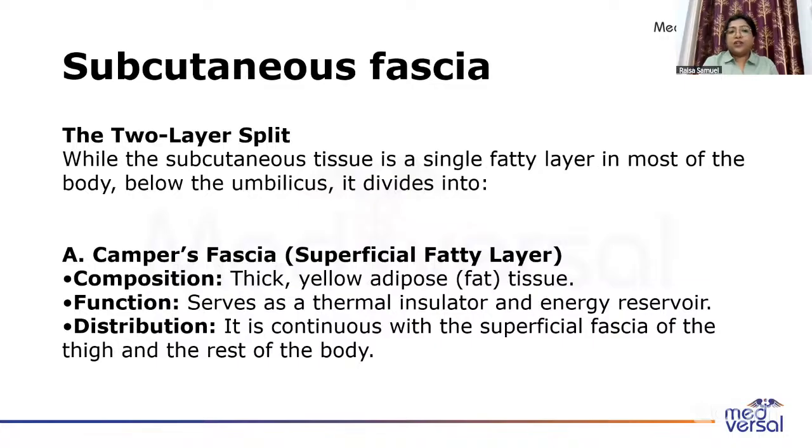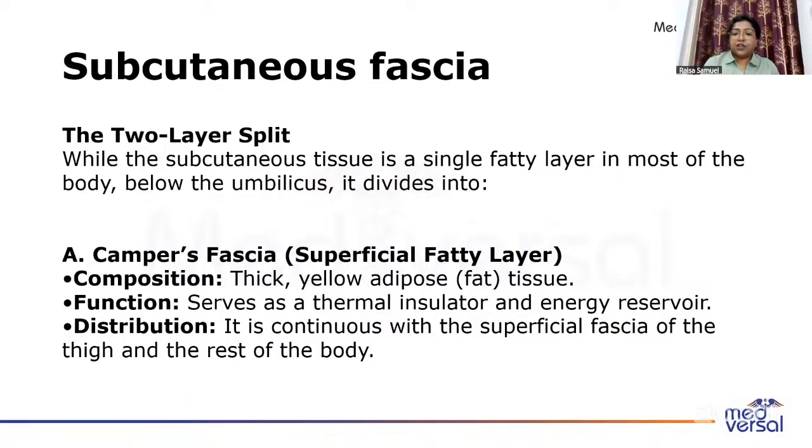Now going on to the next layer, that is the subcutaneous fascia. As we already said, it is divided into two. There is this two split layer, and the first part is the Camper's fascia, which is the superficial fatty layer. It consists of thick yellow adipose tissue. What is the function of it? It is usually a thermal insulator and energy reservoir.